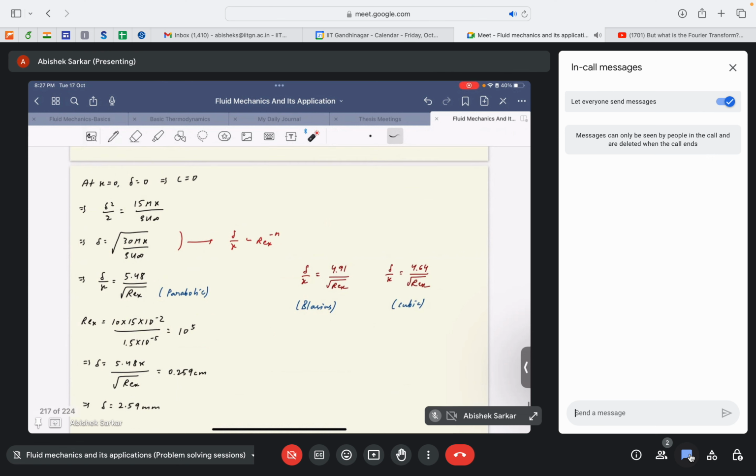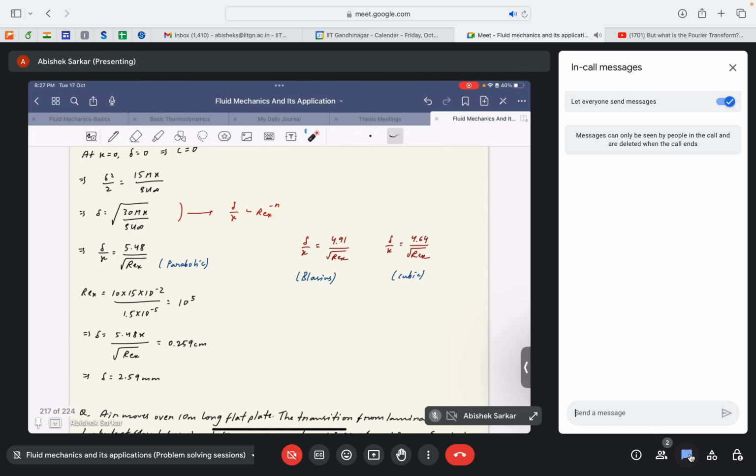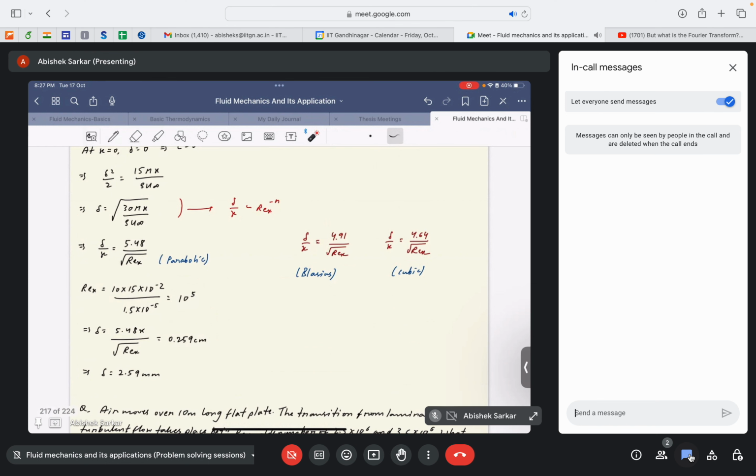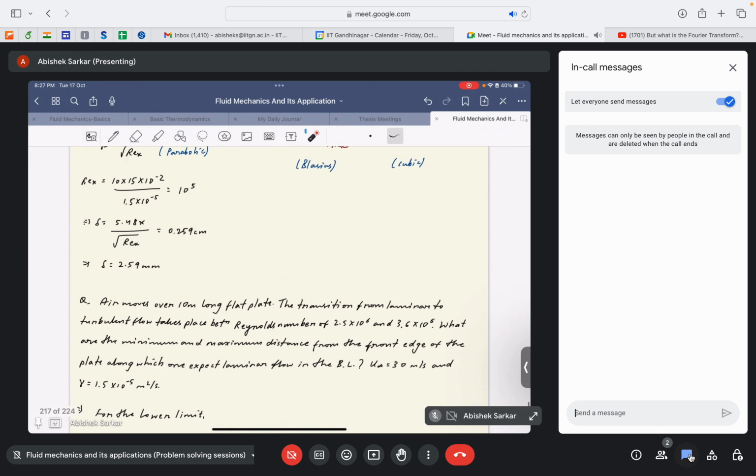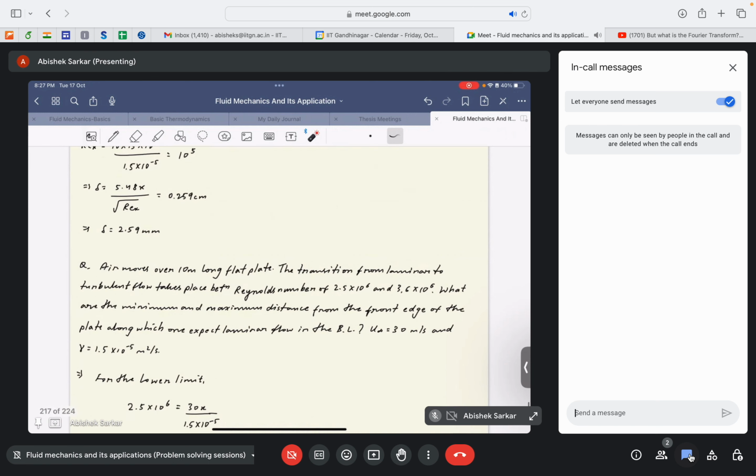Okay, so I hope this was clear. Then again, just simply what we need to do is, since we finally got the expression for delta, evaluate the Reynolds number and just substitute the Reynolds number to get the value of delta, which is given by this expression. To get that, delta is equal to 2.59 millimeter. Okay, so this is what was exactly asked. So I hope it is clear.